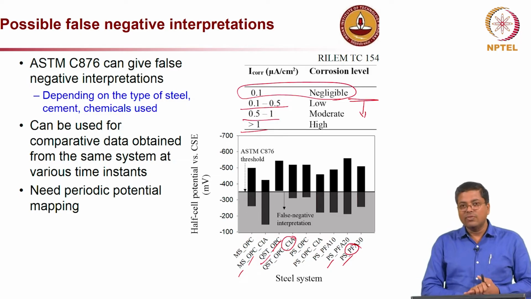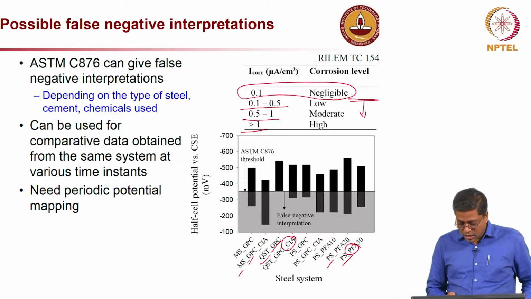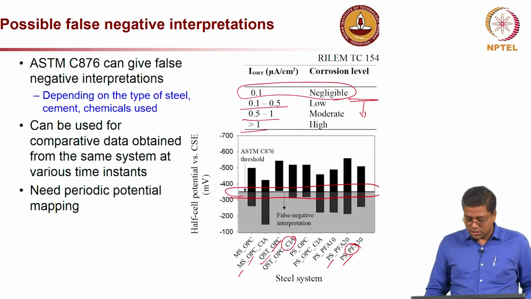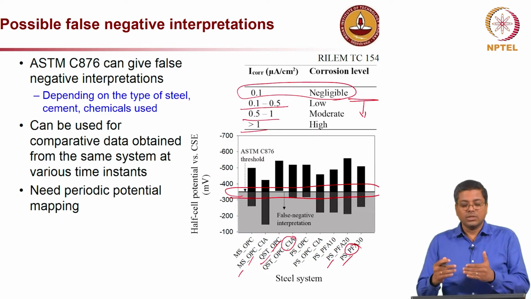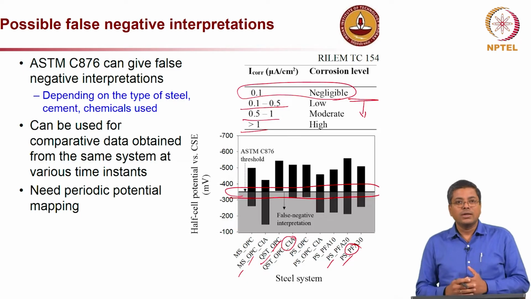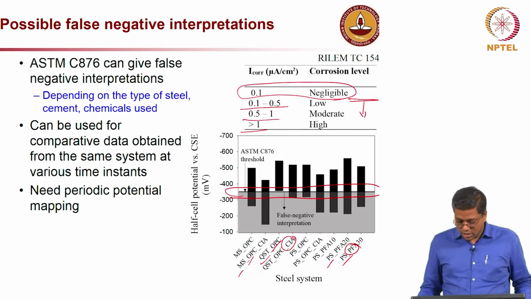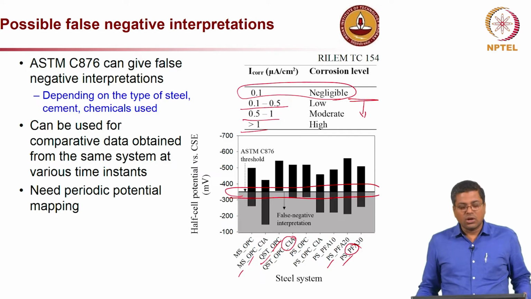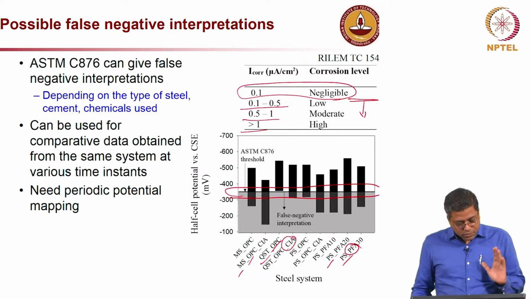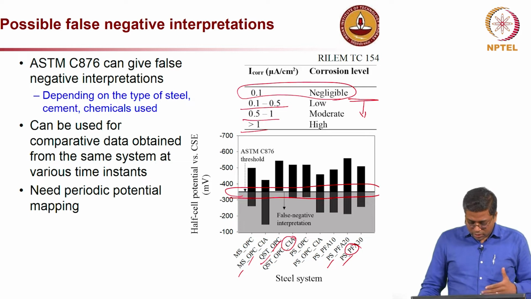We cannot blindly follow ASTM C876, because C876 says that if the potential is below the critical potential, let us say minus 350 millivolt, then there is 90% probability of corrosion. But what we found is that it is not really the case with all steel rebars. So you have to really have different ranges for different steel concrete systems. That is still not available, we are working on it.